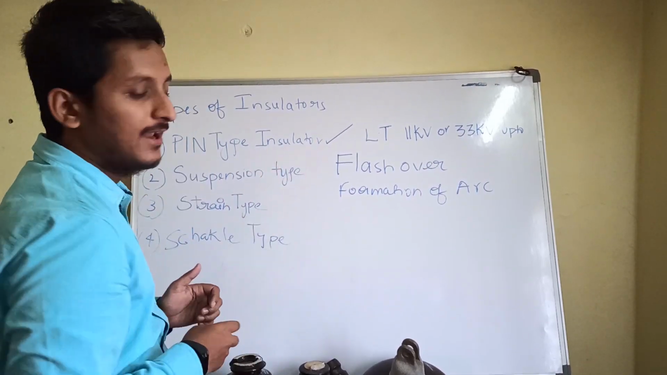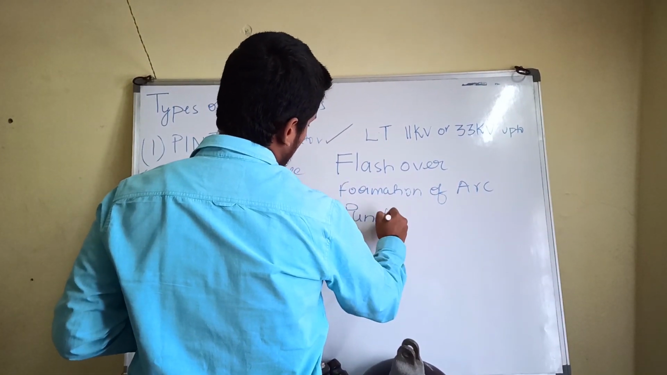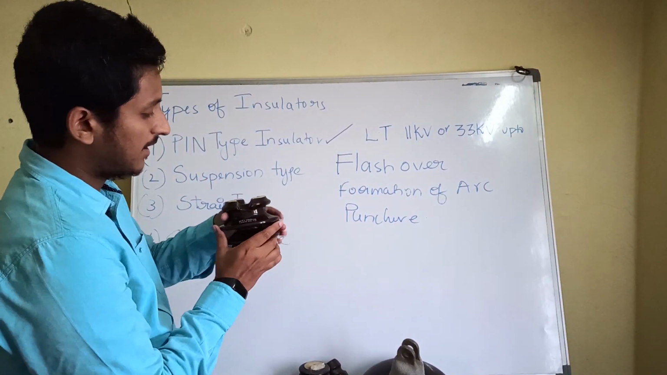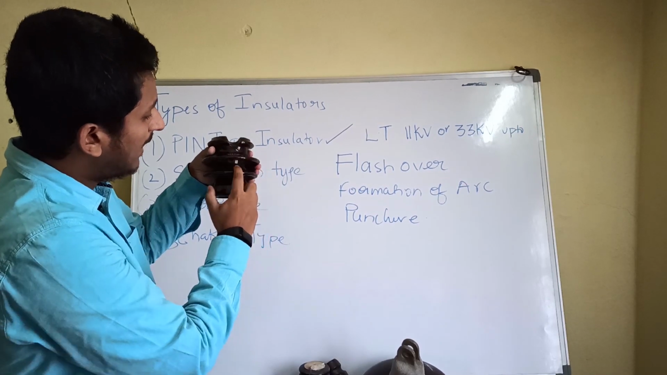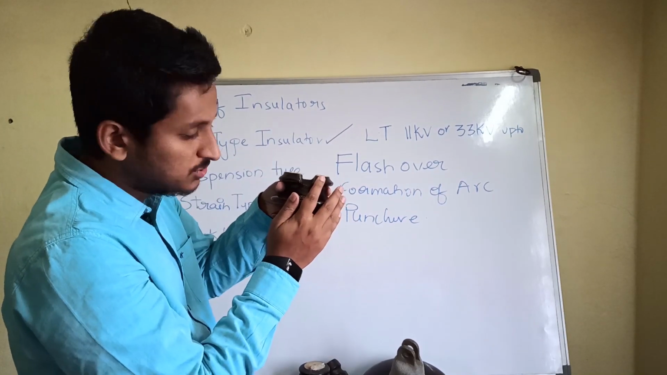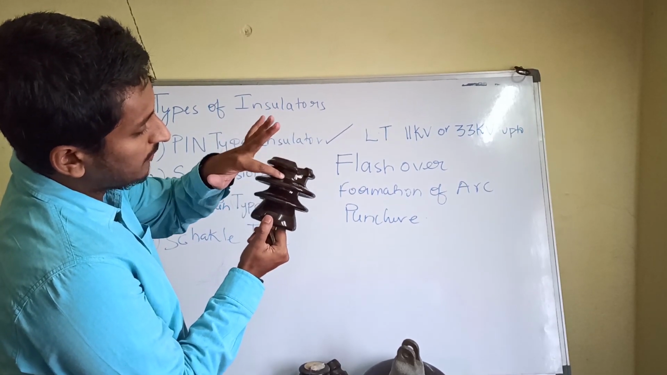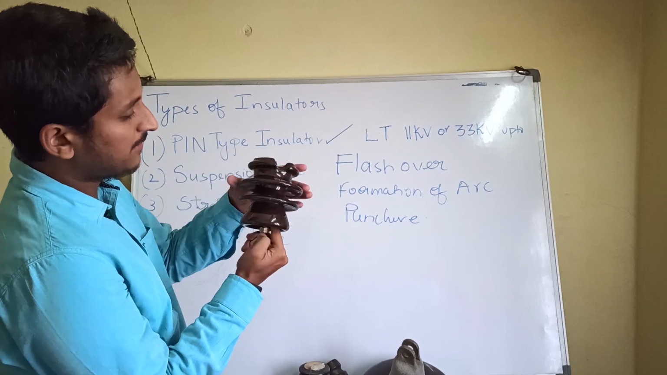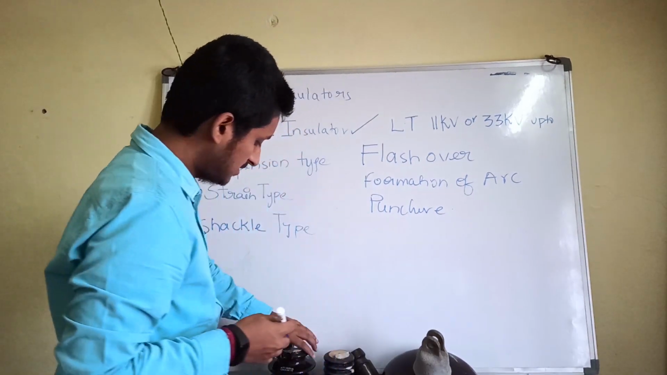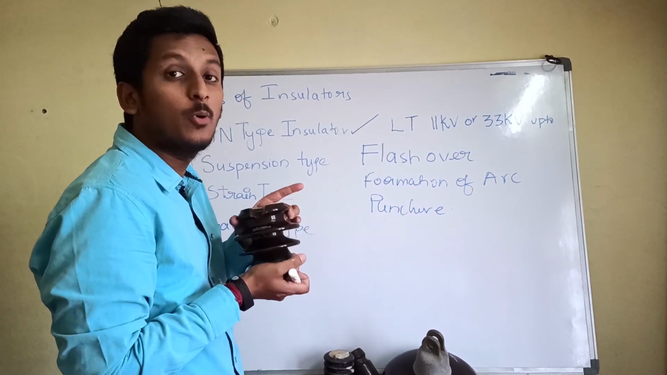That is definitely flashover. And I would like to tell one more terminology, that is puncture. Now, what do you mean by puncture? If there is a flow of current from the conductor to the metal pin through the body of the insulator, if there is a conductor on the top and current flows from this top and touches the earth part or metal part, then that is called puncture. Now this pin type insulator is made of porcelain material.